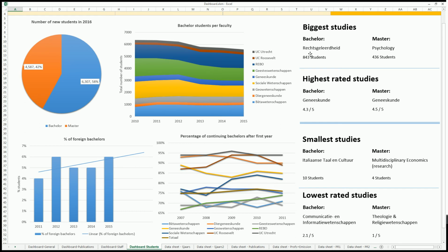On the right, we can see the biggest studies, the highest rated studies, but also the smallest studies and the lowest rated studies. Especially the lowest rated studies need very much attention, such as the Master Theology and Religion Sciences. It only scores a 1 out of 5, so Utrecht University really needs to look at those studies.